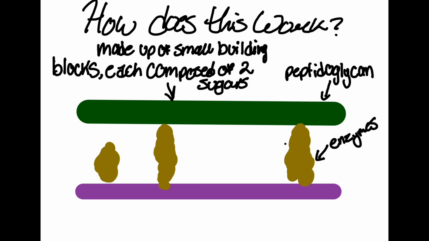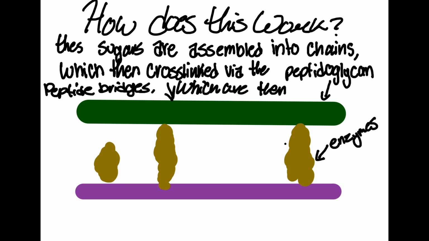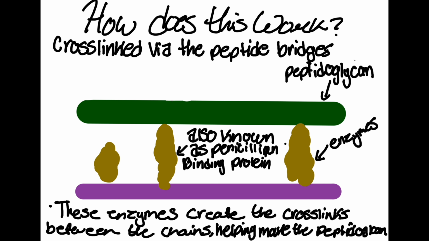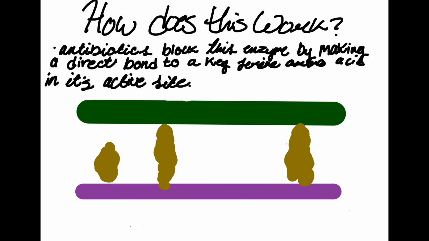Peptidoglycan is made up of small building blocks, each composed of 2 sugars. The sugars are assembled into chains, which are then cross-linked via the peptidoglycan peptide bridges. These enzymes are also known as the penicillin binding proteins. These enzymes create the cross-link between chains, helping make the peptidoglycan. Antibiotics block this enzyme by making a direct bond to a key serine amino acid in its active site.